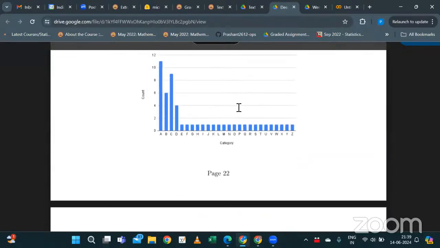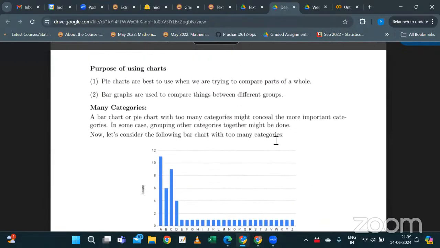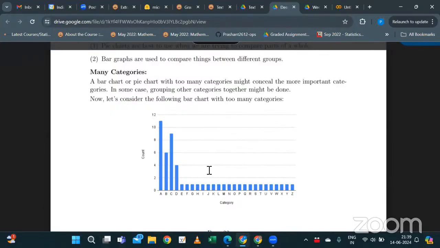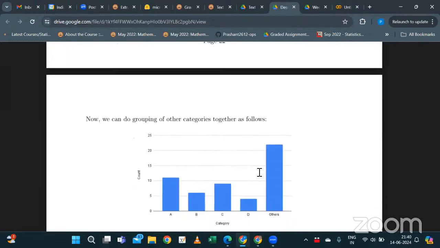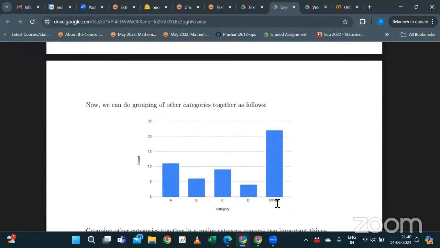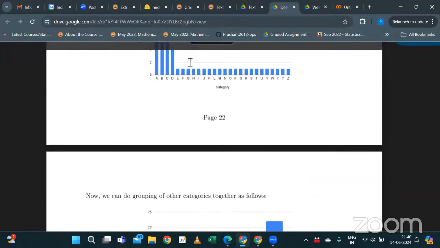One more thing I forgot to mention. Suppose you have too many categories. In this bar chart you have category and count, and from E to Z, for these many categories, the length of the bar is the same. Then it's good to combine all of those into a single category and call it Other. So for A, B, C, and D you can plot separately, and for the others you can count them together in a single bar. I think more or less we have discussed the things.